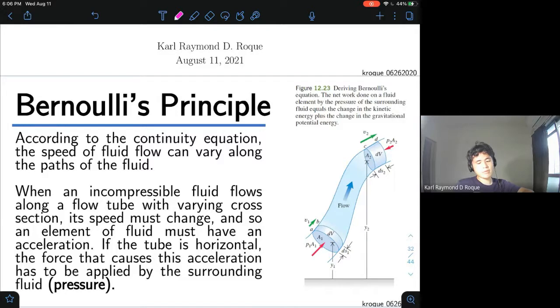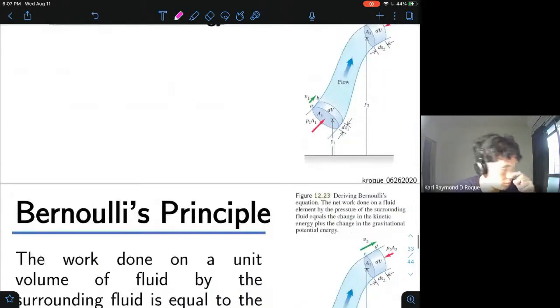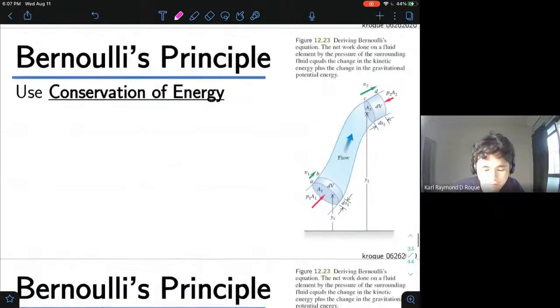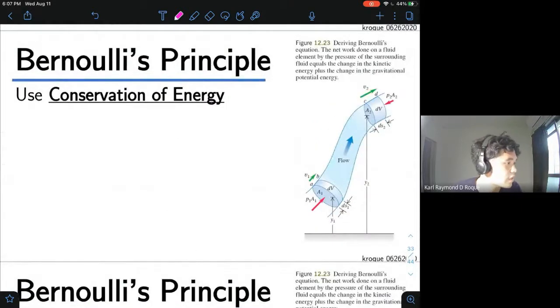So, when an incompressible fluid flows, please read it, its speed must change, and so one element of fluid accelerates. If the tube is horizontal, the force that causes this acceleration has to be applied by the surrounding fluid, because what else would push the fluid but the fluid itself? That is pressure. So how do we derive it? Use conservation of energy.